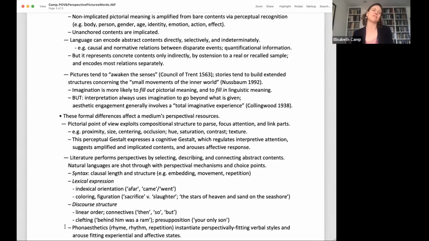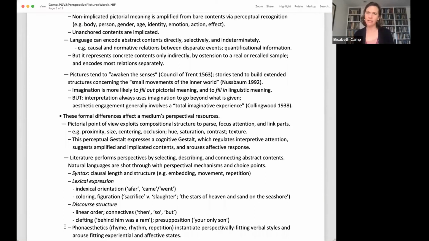And so there are things that you can directly represent in language that you can't directly represent, or can represent only by amplification, in pictures. For instance, causal and normative relations between spatio-temporally disparate events, or purely quantificational information, you can't represent in pictures at all. You can only implicate them. We often celebrate the expressive power of language in those respects.